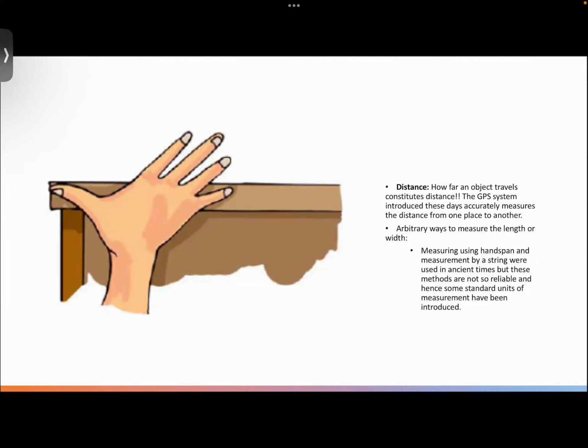But was it a reliable method? No, we can't rely on it. It was an inefficient method, because the length measured from person to person will differ, as the body size of different persons is different.